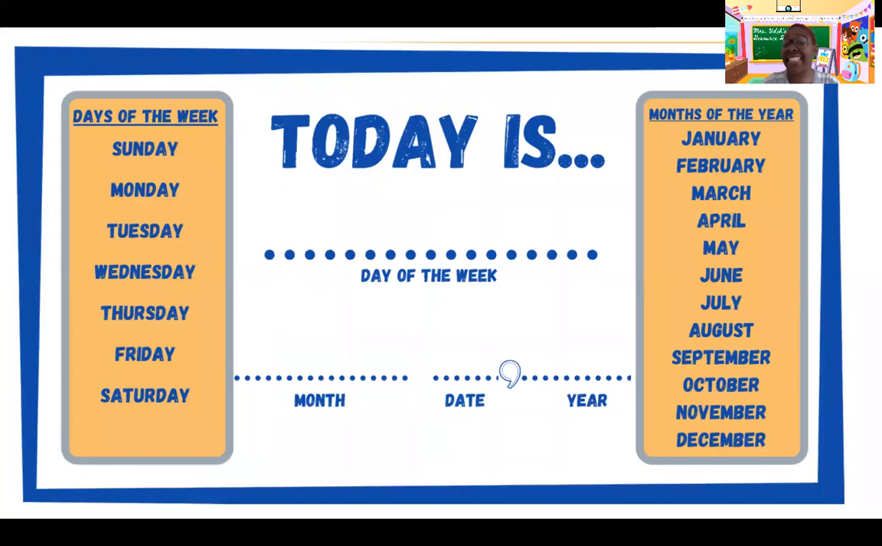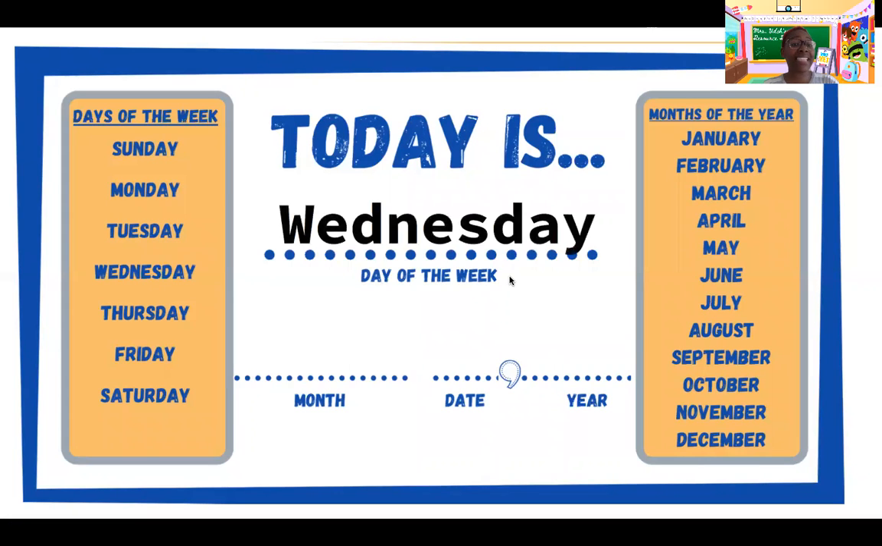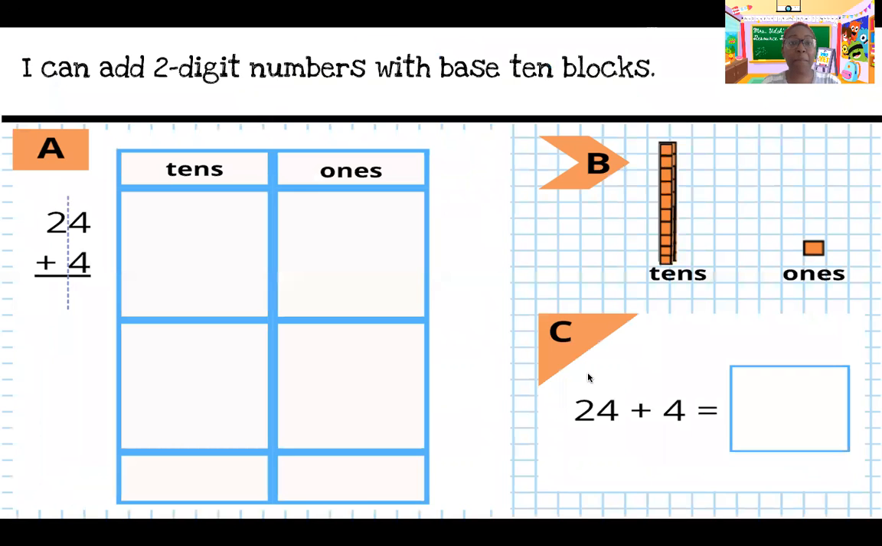So let's say our date together. Remember, when we say the date, we start with the day of the week, and then we say the month, the number date, and then the year. Today is Wednesday, June 3rd, 2020. Let's say it together one more time. Today is Wednesday, June 3rd, 2020.